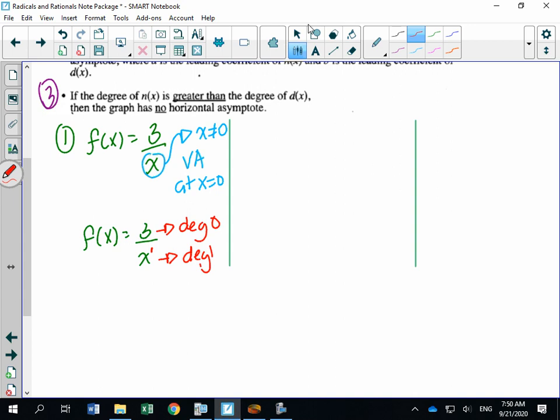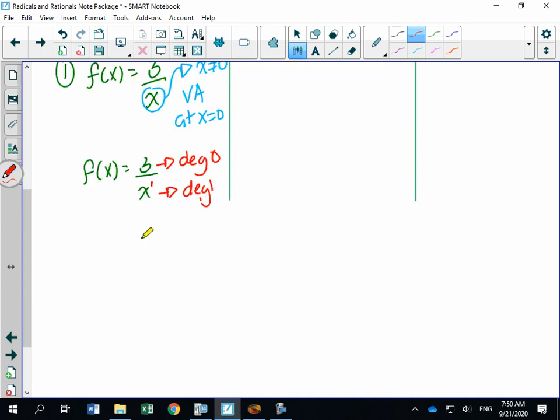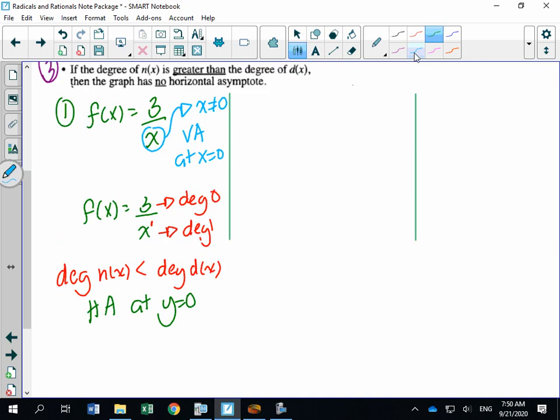So if you have a rational function where the degree of the numerator is less than the degree of the denominator, so the degree of n of x is less than the degree of d of x, we are going to have a horizontal asymptote at y is equal to 0. So I have 2 asymptotes happening. The first is a vertical asymptote in the graph at x is equal to 0. That's the non-permissible value. And then I have a horizontal asymptote in my graph at x is equal to 0, or sorry, at y is equal to 0. So there are 2 asymptotes now happening.